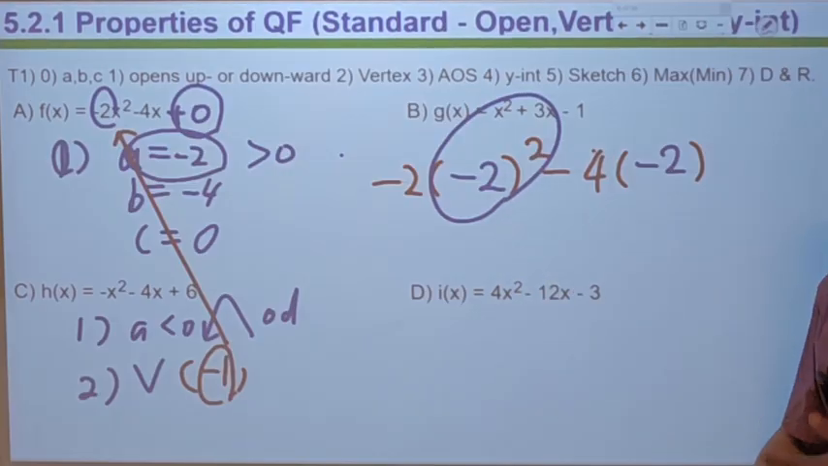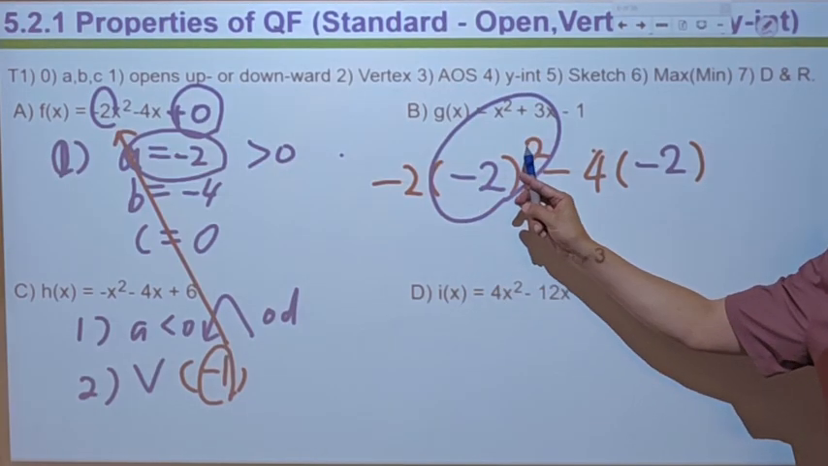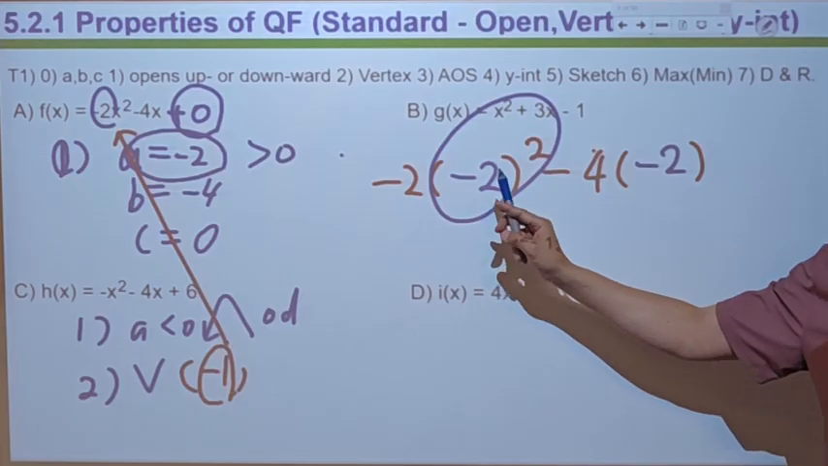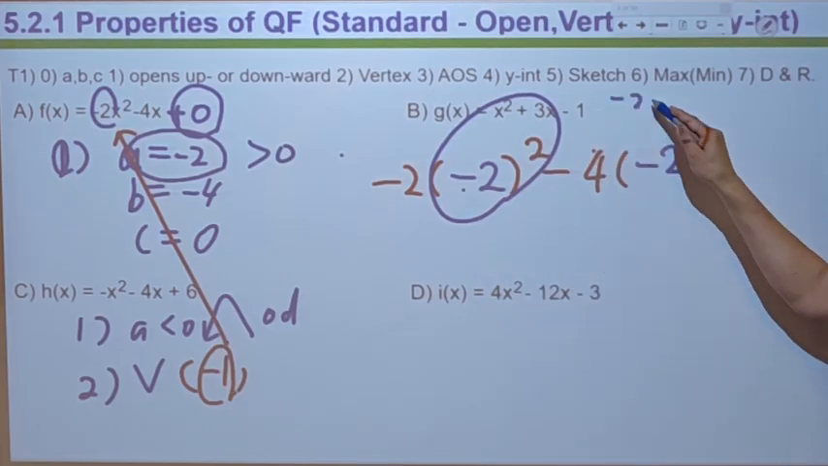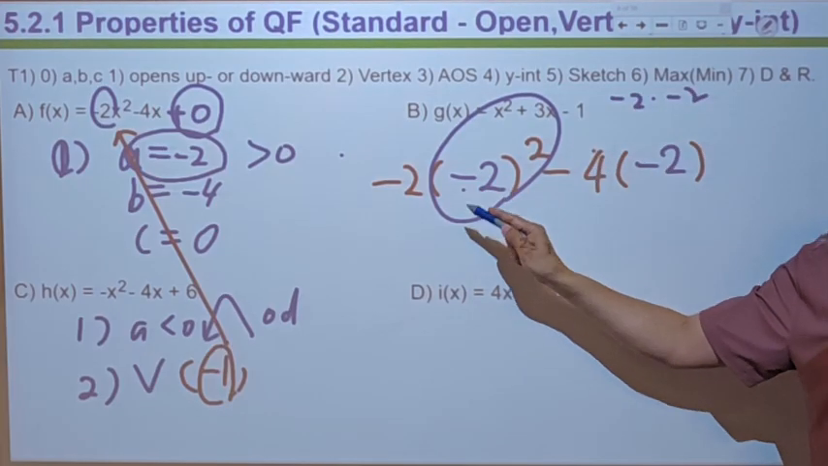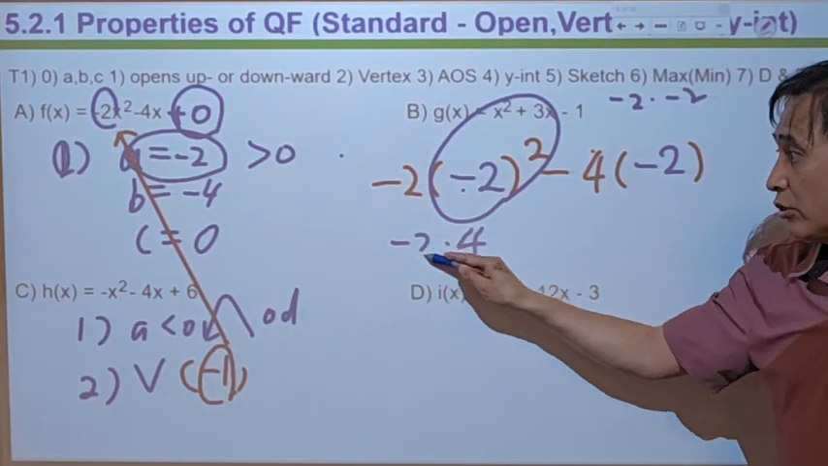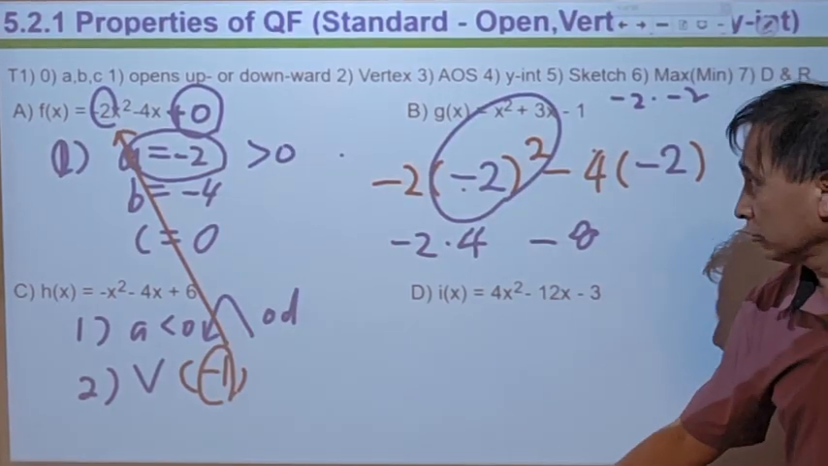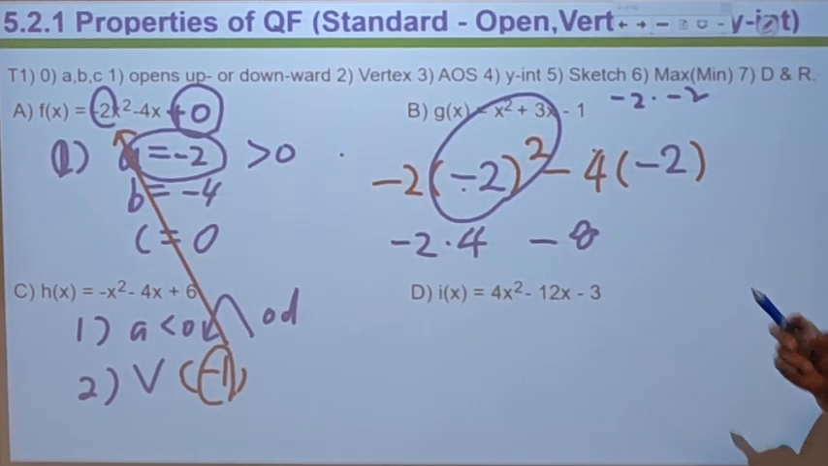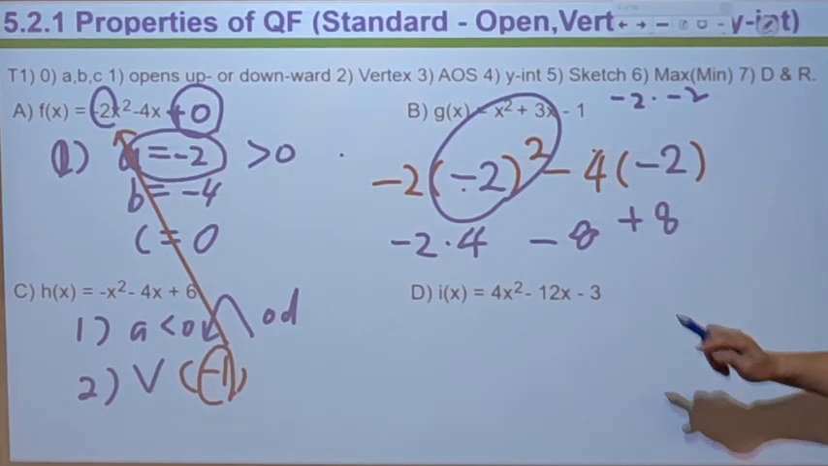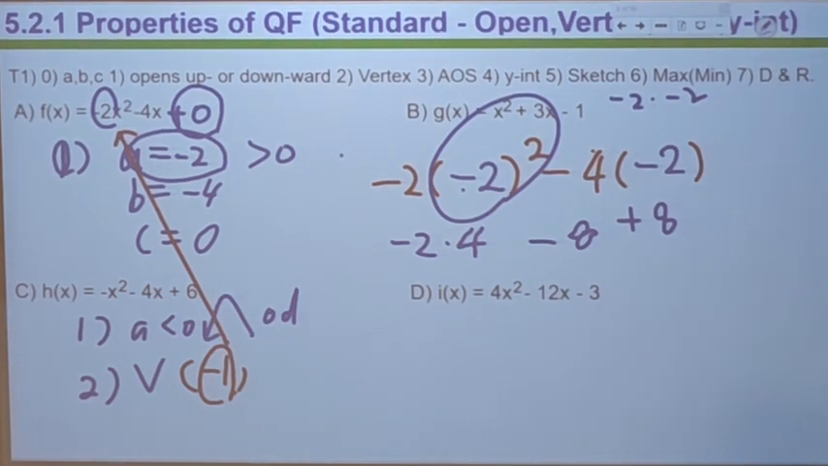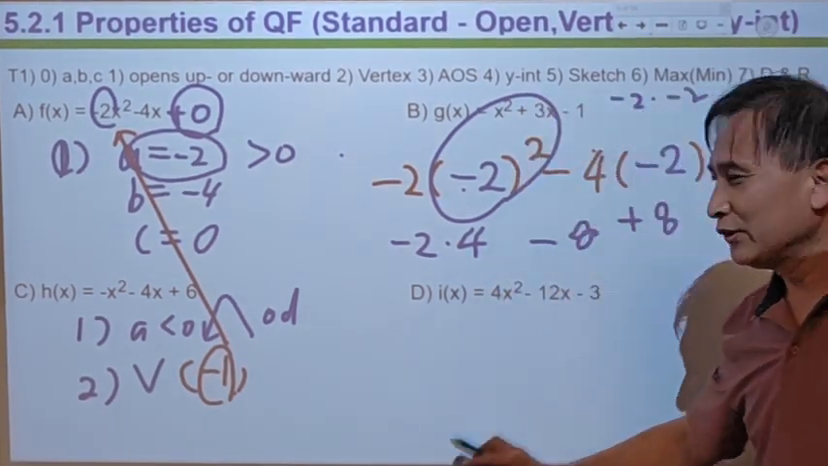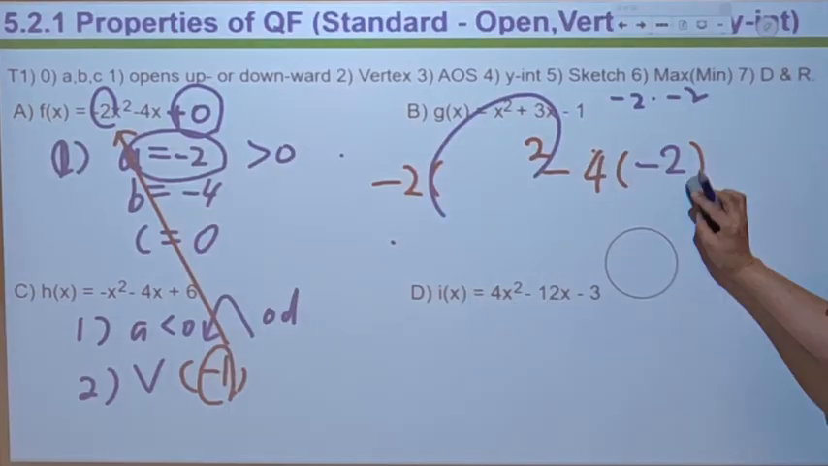So -2 times -2, that becomes 4. Don't forget, -2 times -2, right? That's what squared means. That becomes 4. 4 times -2, one negative, -8 here. And this is +8. That should be 0. Let me think. Oh, it was 1, not 2. So it was 1. So I was wrong.